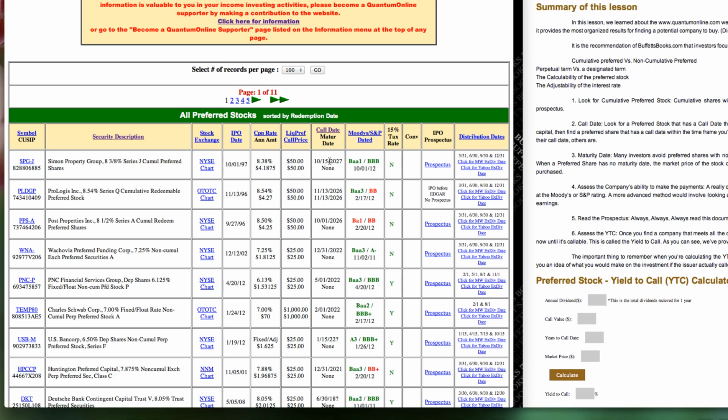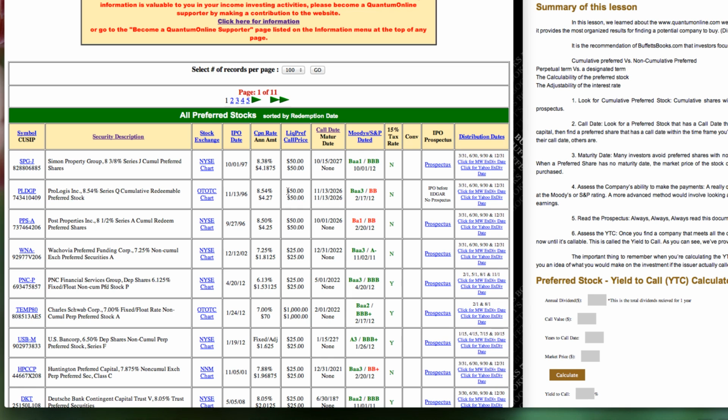And you can see that the call date on this is 2027. So right now the year is 2012, and so you have approximately 15 years before Simon Property Group has the ability to start buying these preferred shares back. So that's a good thing if you're buying this, especially because it's yielding 8.38%, which is very high. Now we don't know what it's trading for, and that's something that we're going to get into next.